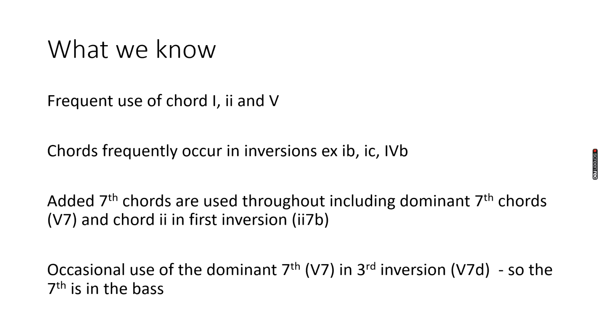I spoke about it previously that occasionally when he used the dominant sevenths, he used them in third inversions, often seen as V7D, which means that the seventh note of the chord is in the bass. So already we can see that Bach is using a rich array of chords, whether it's inversions, sevenths, or just using chord 1, 2 and 5 throughout.